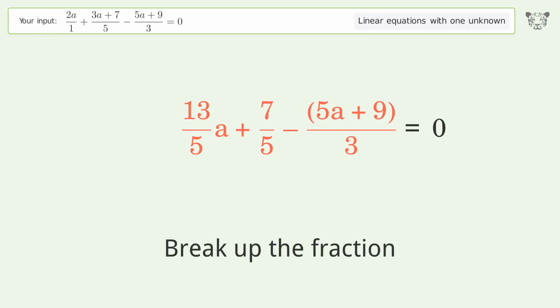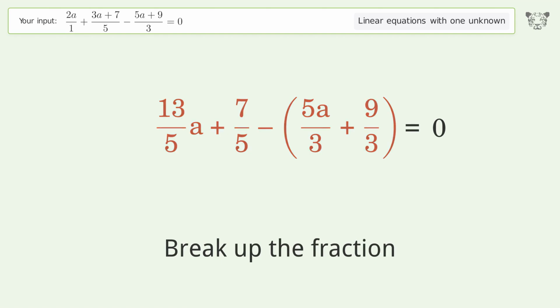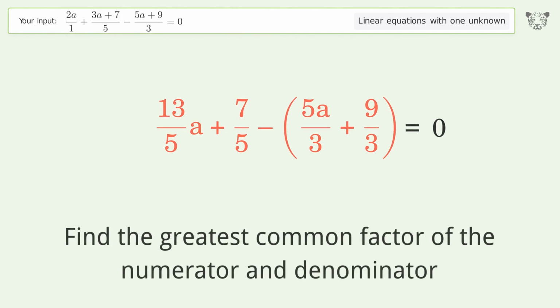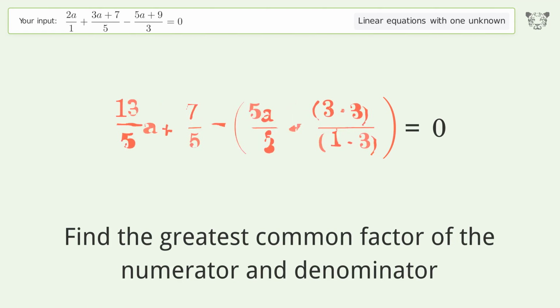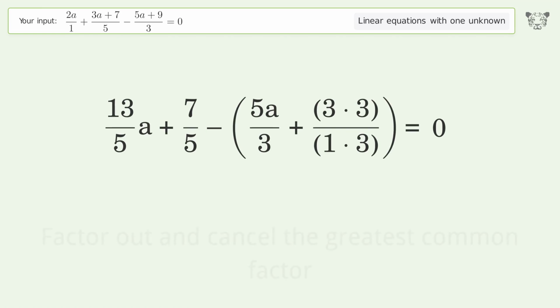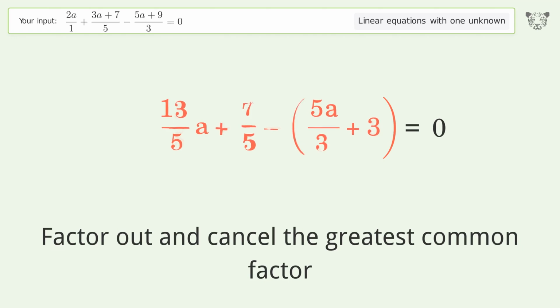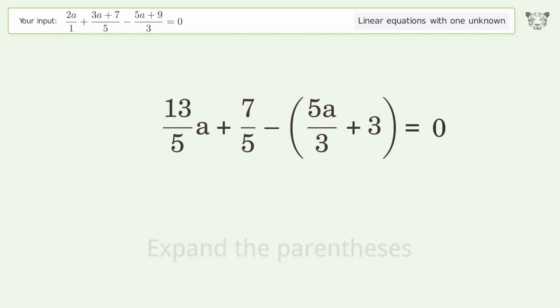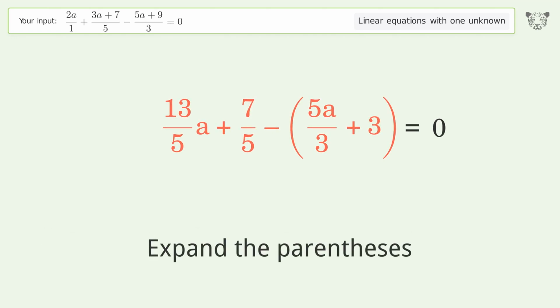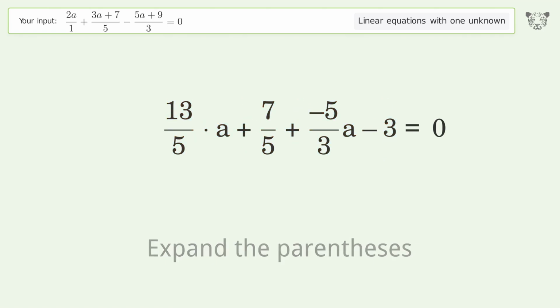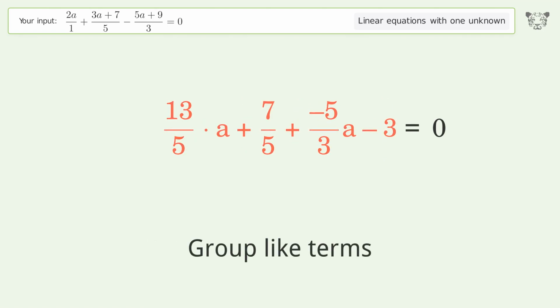Break up the fraction. Find the greatest common factor of the numerator and denominator. Factor out and cancel the greatest common factor. Expand the parentheses. Group like terms.